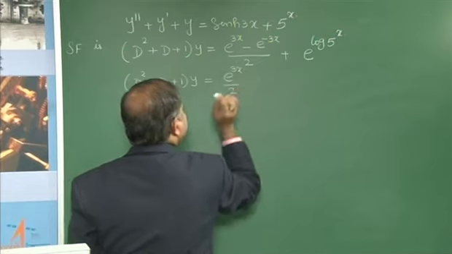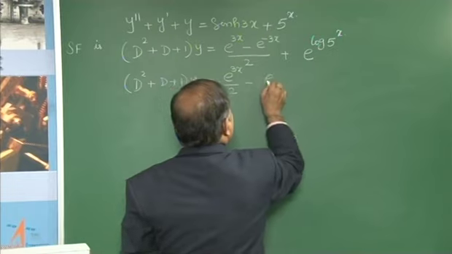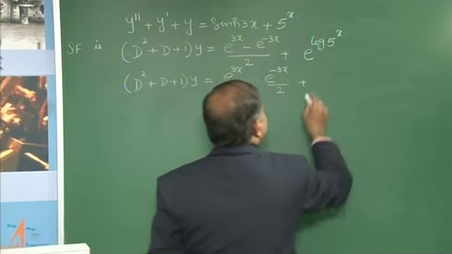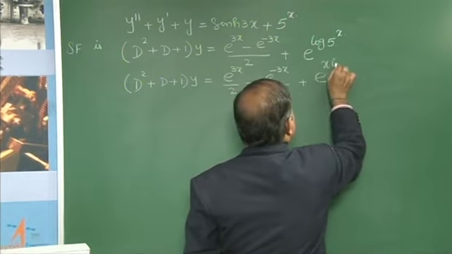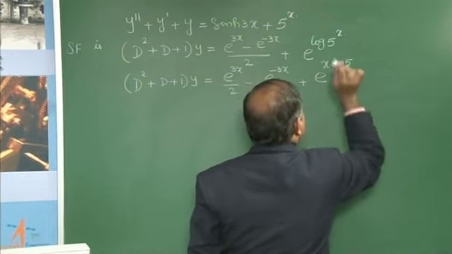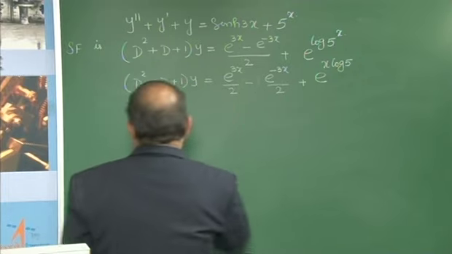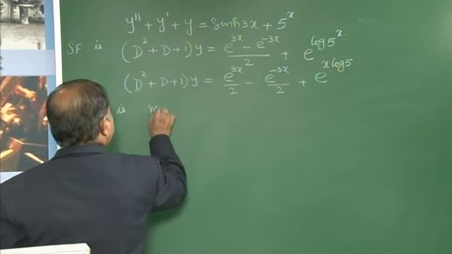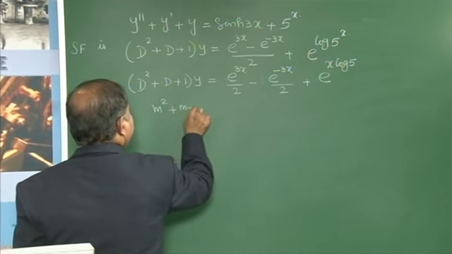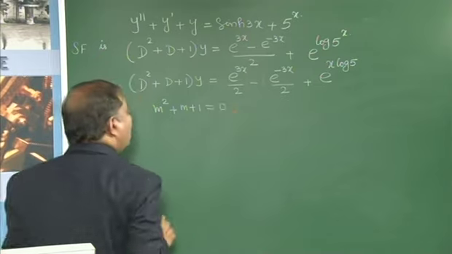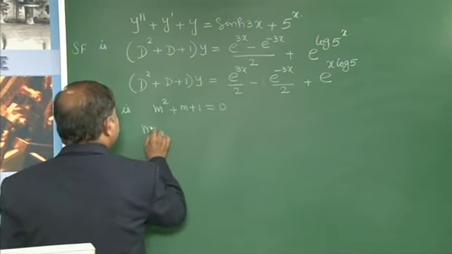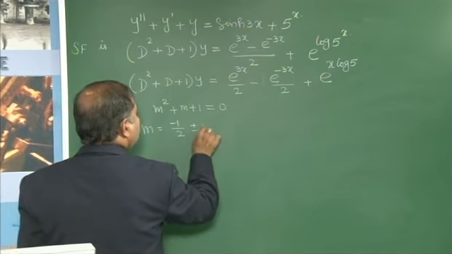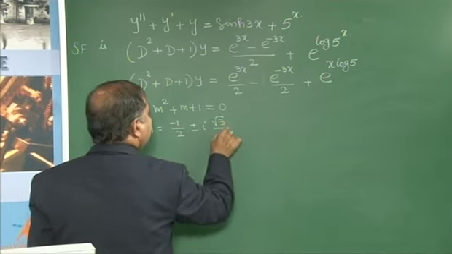by 2 minus e^−3x by 2 plus e^(x log 5). What is the next step? The auxiliary equation is m² + m + 1 = 0. What are the roots? m = −1/2 ± i√3/2.